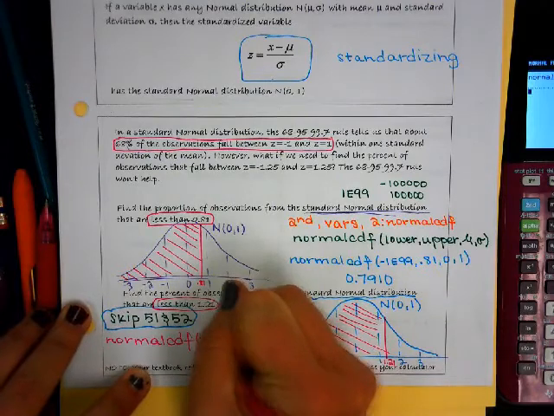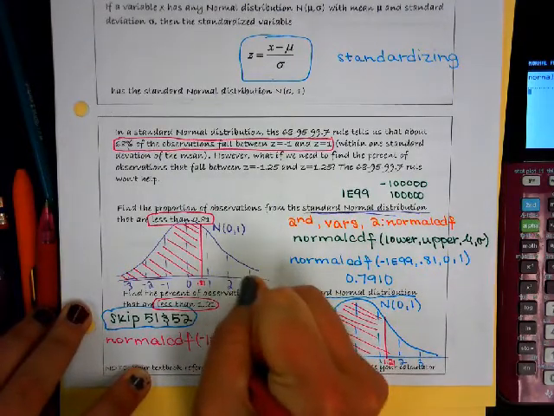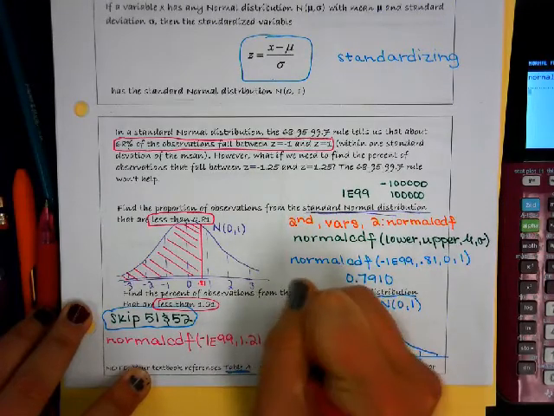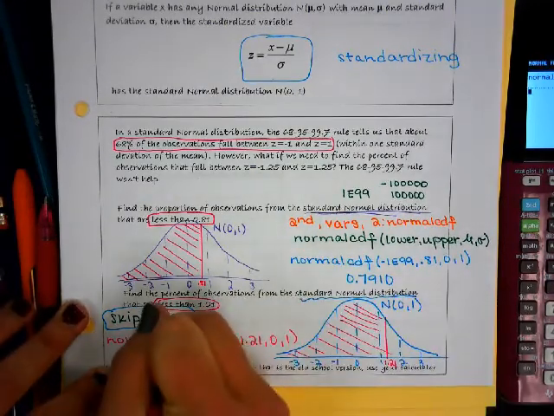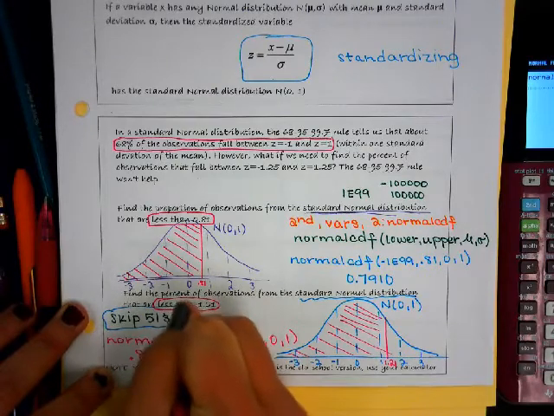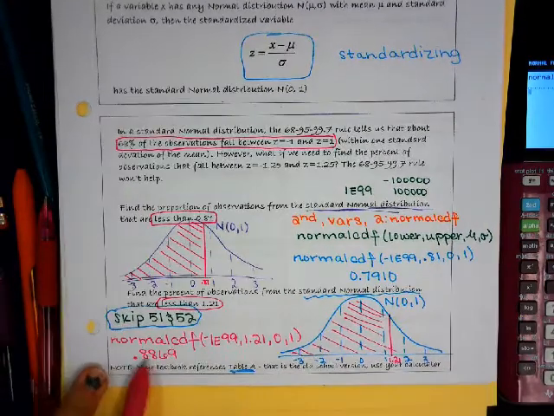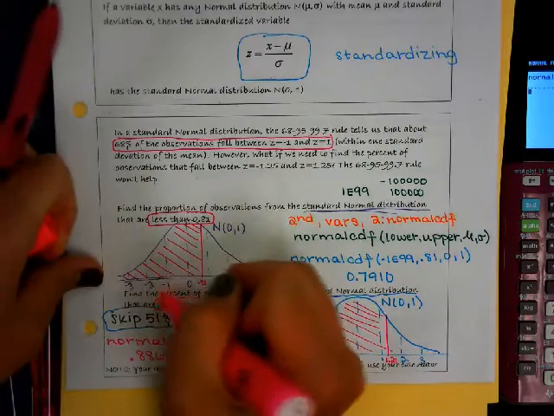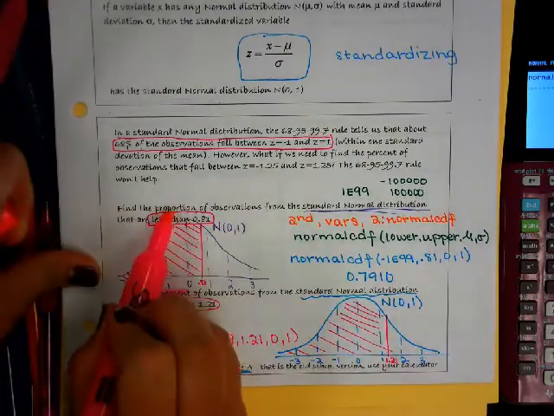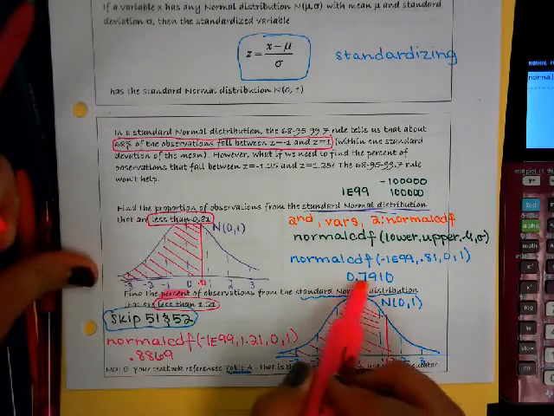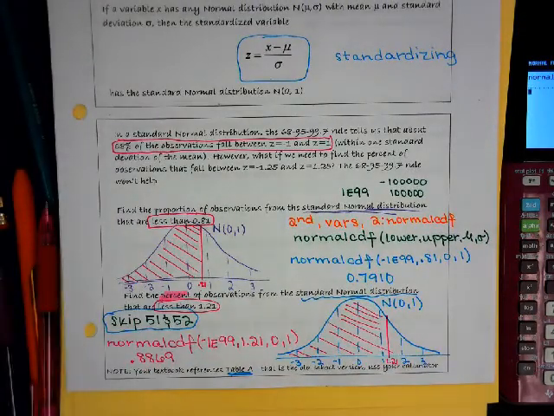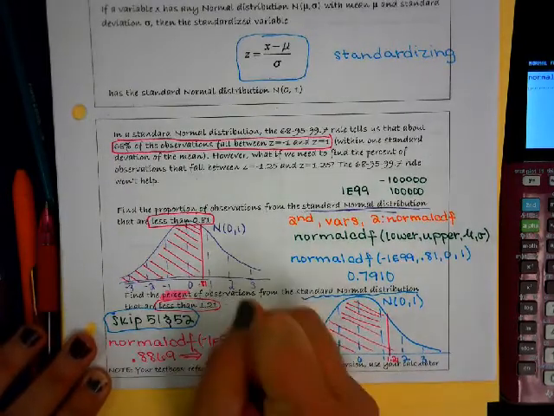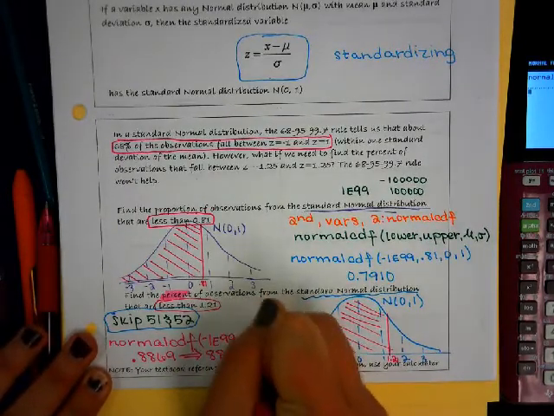So the calculator gives that to me. But it is asking for the percent. The previous one was asking for proportion, so I left it as a decimal. This one's asking for a percent, so I would change it to 88.69%.